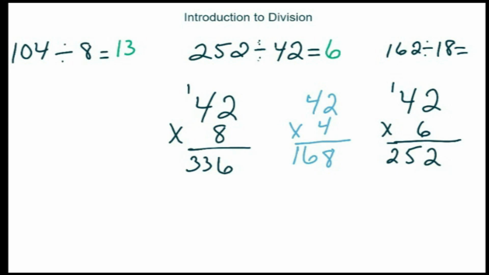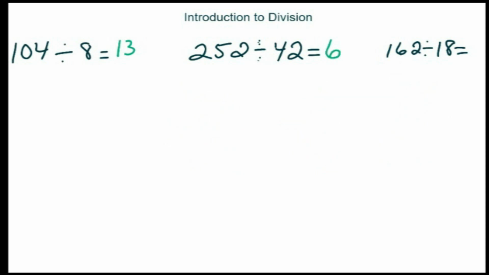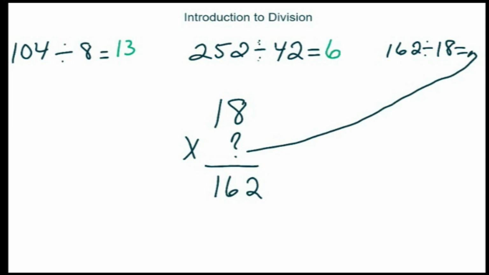Let's continue. Our next example is 162 divided by 18. Again, we're using the multiplication method. Let's see what number times 18 would give us 162 as an answer. Whatever number times 18 equals 162, that's the number that we're looking for, because that would be the answer to this division problem. Let's get started.